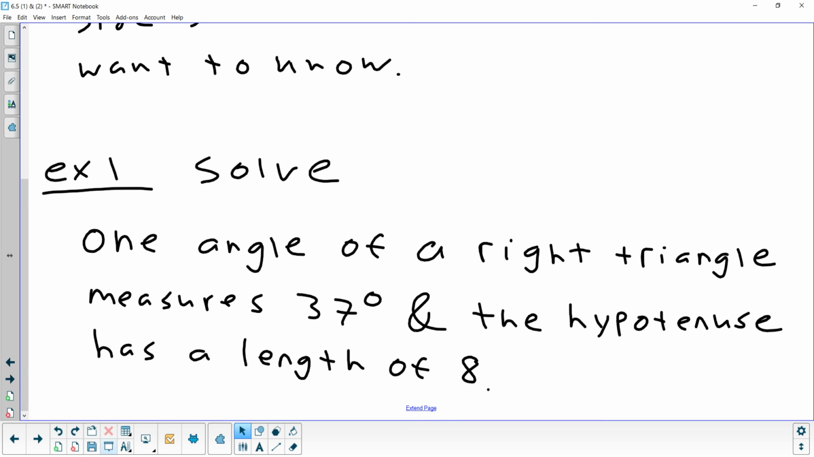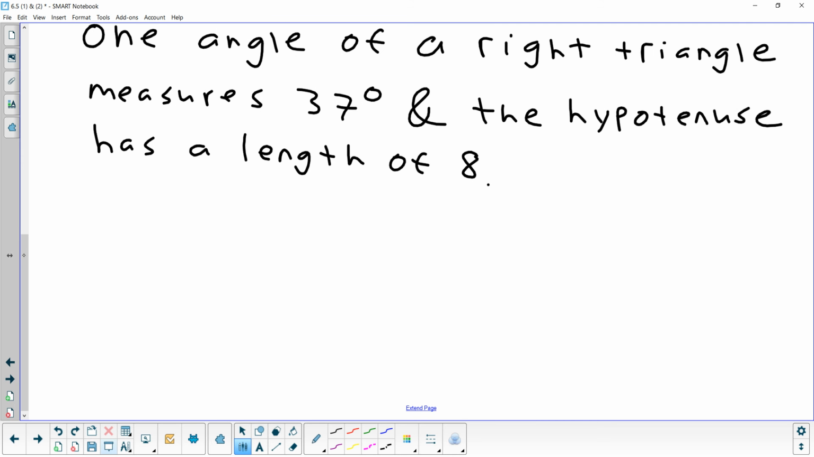Solve. Now, they didn't say which angle is 37. They just said one of the angles. So it doesn't matter what you call it. If you call it something different than someone else, you should get all the same numbers if you do it correctly. It's just they may call it alpha, and you may call it beta. You just have different names.